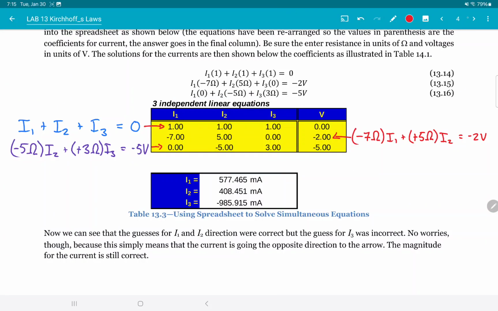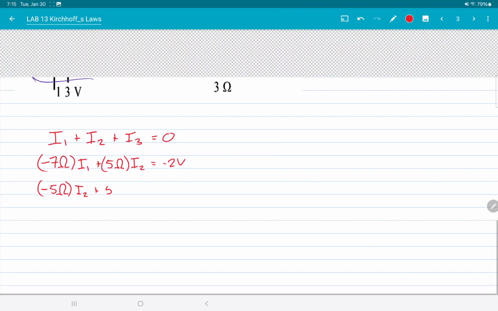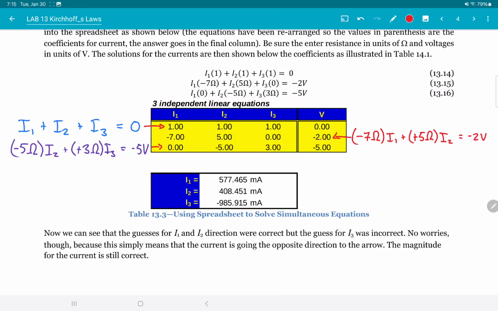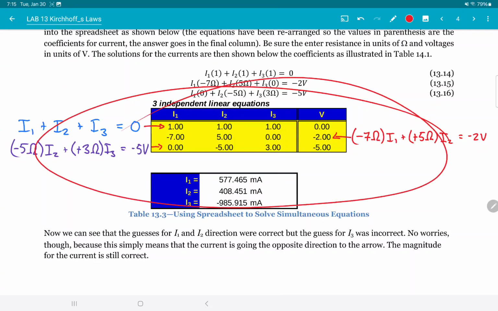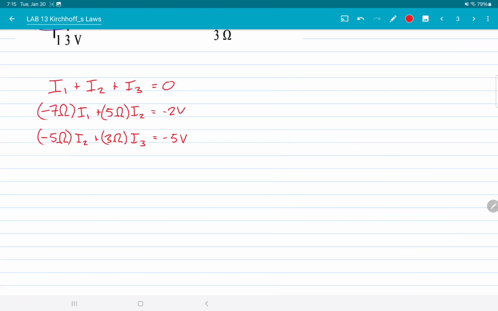Negative 5 ohms I2 plus 3 ohms I3 equals negative 5 volts. So I'm taking these 3 equations and I'm going to go through and start substituting in.